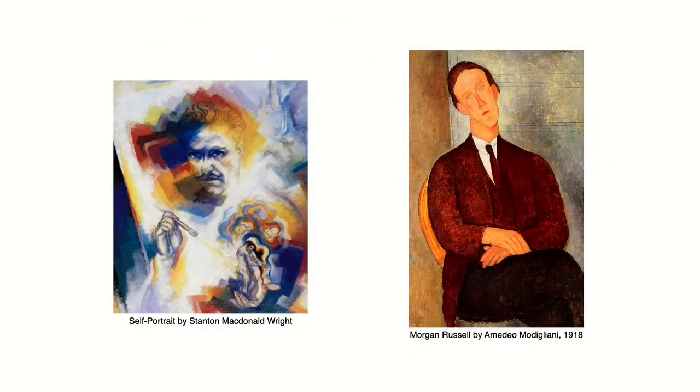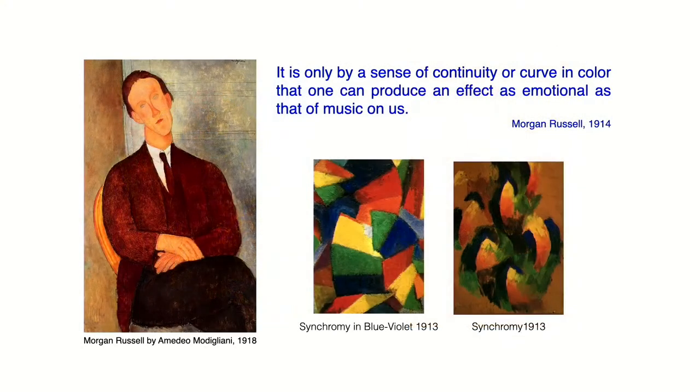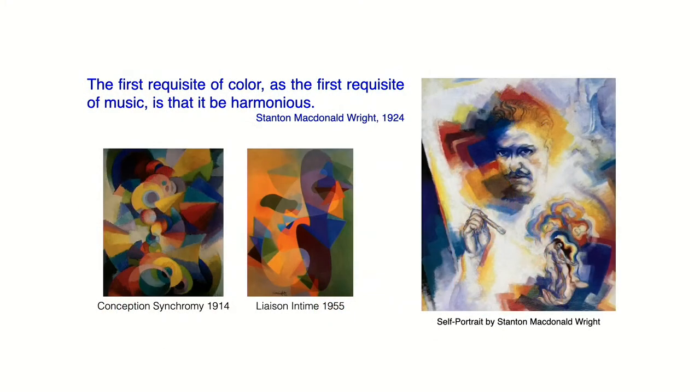Donald Wright and Morgan Russell, the founders of synchronism, were students of the color theorist Percival Tudor Hart. They thought deeply about how color combinations achieve specific emotional effects. "It is only by a sense of continuity or curve in color that one can produce an effect as emotional as that of music on us," Morgan Russell wrote. "And the first requisite of color, as of music, is that it be harmonious," his partner wrote.